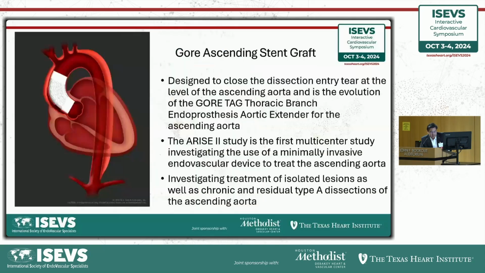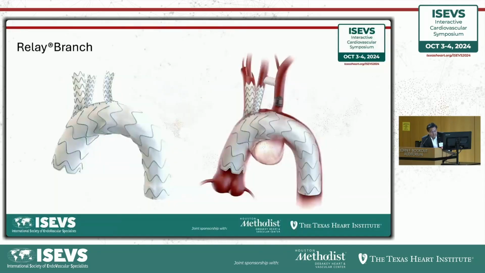The ascending graft was designed to close the dissection entry tear at the level of the ascending aorta and is the evolution of the thoracic branch endoprosthesis aortic extender for the ascending aorta. The RELAY branch system is intended for treatment of thoracic aortic arch pathology, including aneurysm, dissection, and IMH, requiring the coverage of the brachiocephalic and left common carotid arteries. The proximal end of the device is intended to land in zone 0.